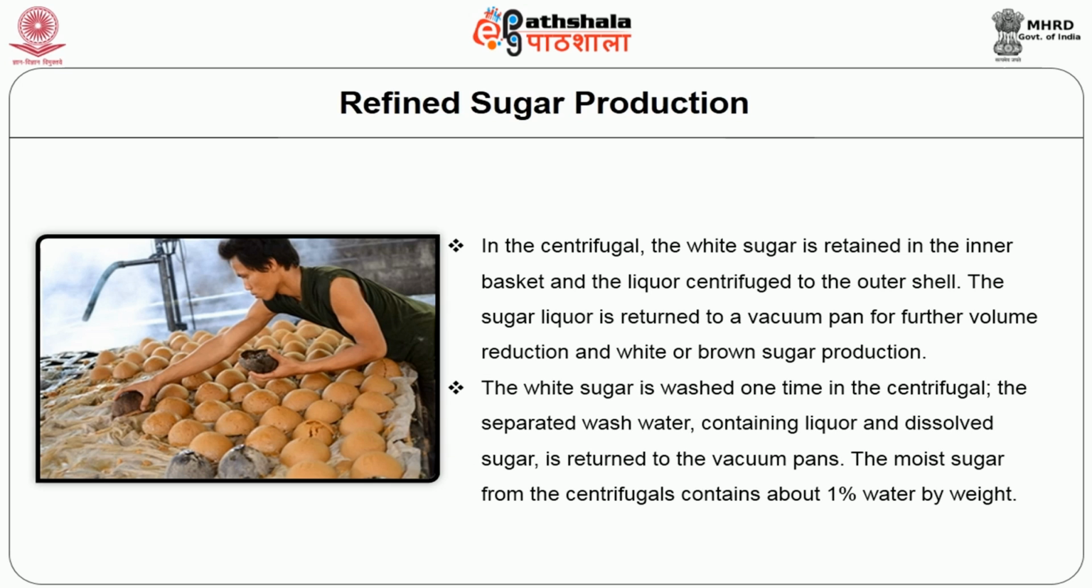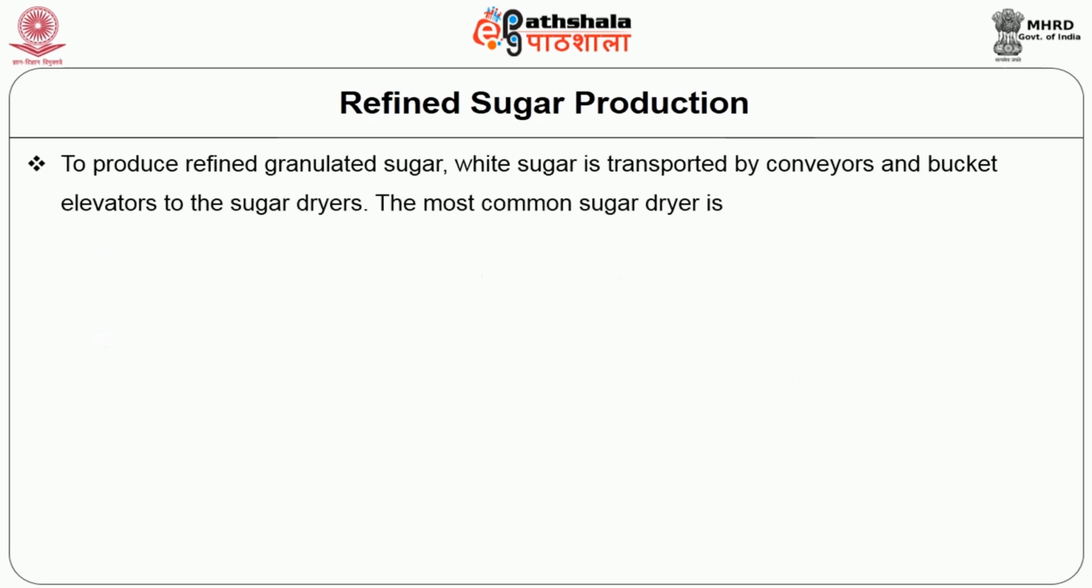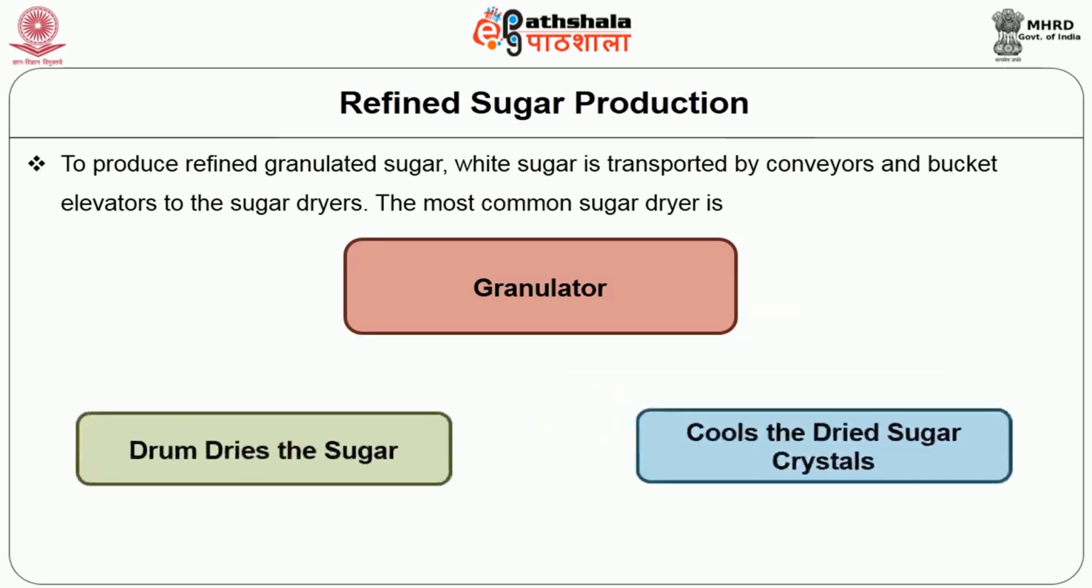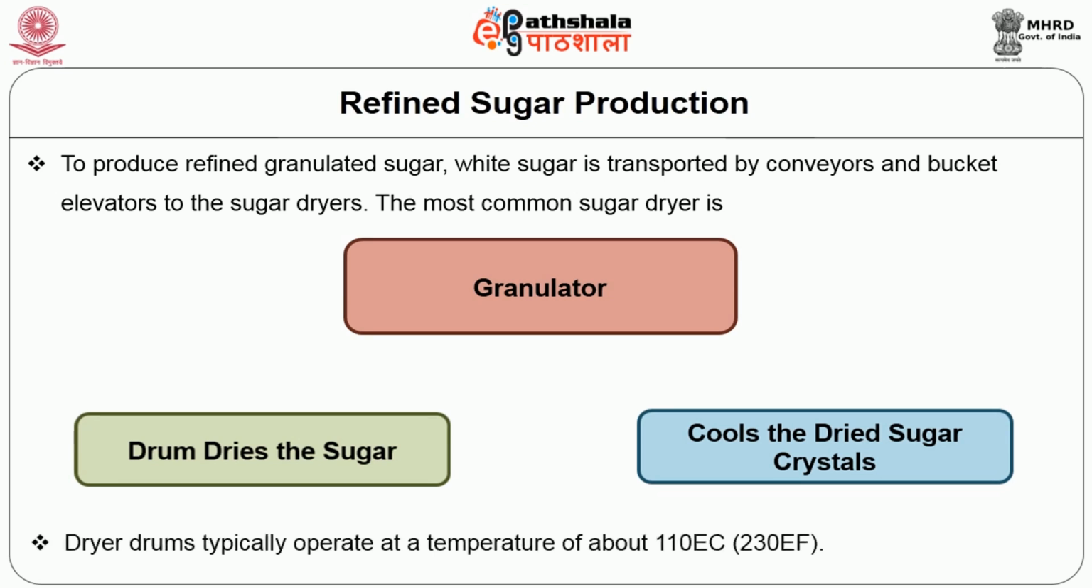The white sugar is washed one time in the centrifugal. The separated wash water containing liquor and dissolved sugar is returned to the vacuum pans. The moist sugar from the centrifugal contains about 1% water by weight. To produce refined granulated sugar, white sugar is transported by conveyors and bucket elevators to the sugar dryers. The most common sugar dryer is the granulator, which consists of 2 drums in series. One drum dries the sugar and the other cools the dried sugar crystals. The dryer drums typically operate at a temperature of about 110°C, that is 230°F.